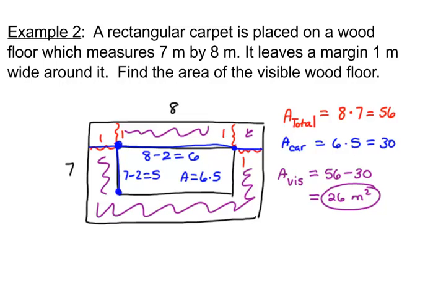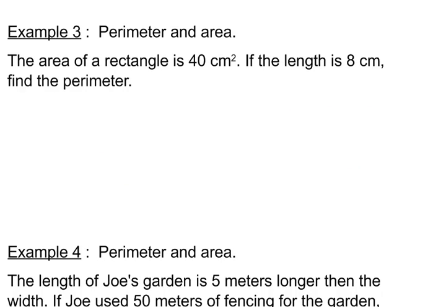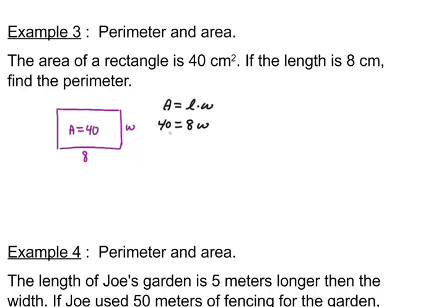Okay, all right, let's look at another example using Theorem 6. The area of a rectangle is 40 centimeters squared. If the length is 8 centimeters, find the perimeter. Okay, so let's draw a picture here. We've got this rectangle, and they're telling us that the area is equal to 40. We're saying that the length is 8. So we're looking for the perimeter, so we have no idea what the width is. But we do know that area equals length times width, so we can fill some stuff in. So we got 40 is equal to 8W. Divide by 8, so we got 5 is equal to W.